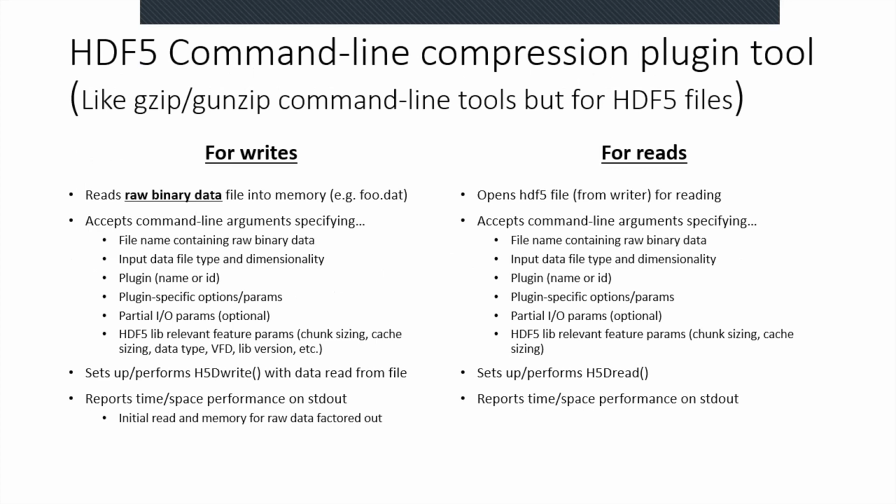It's just to get that data into memory. So it reads the file in, and then it accepts various command line arguments, maybe the actual plugin name or ID. You can then specify the kind of data type information that's necessary, the type, the dimensionality of that data set, all sorts of command line options, maybe what your chunk caching is going to be, chunk sizing, that sort of thing. So a very long command line to control how this tool is going to apply an HDF5 plugin to compress the data. And then it basically just sets up an H5Dwrite call, times how long that takes, measures how much memory it takes up, and then reports the results on stdout.